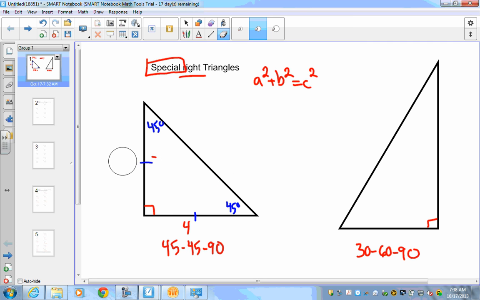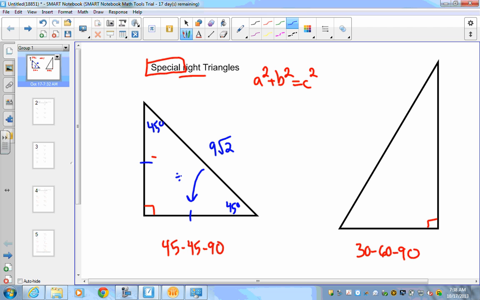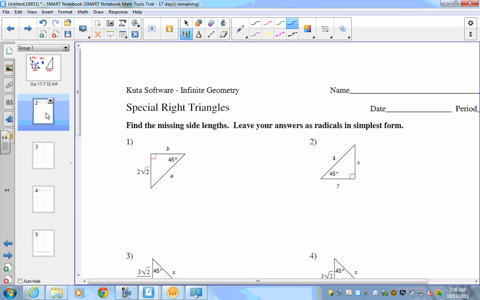Now, this relationship also works the exact opposite way, if rather than giving you a leg, I gave you the hypotenuse. Let's say it was 9 radical 2. In this case, rather than multiplying, you do the exact opposite, which means you would be dividing by radical 2. So when I take 9 radical 2 and divide it by radical 2, the radical 2's cancel, so you're left with 9. And there's your answer. So let's go to a couple of work problems.